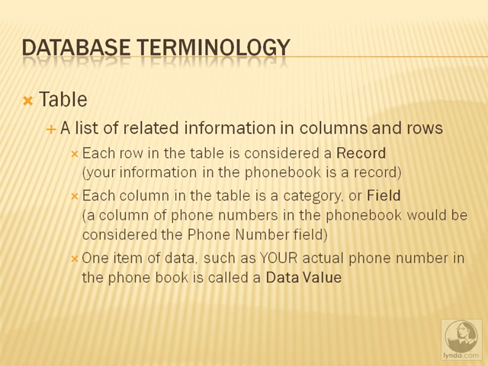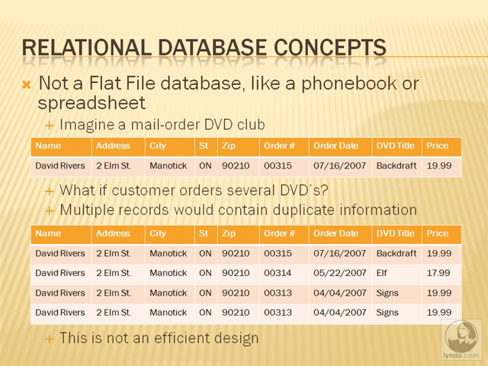Each column in the table would be called a category, or in our case, a field. Now, a column of phone numbers in that phone book would be considered the phone number field, for example. Now, your actual phone number in the phone book is one item of data, and we call that a data value.